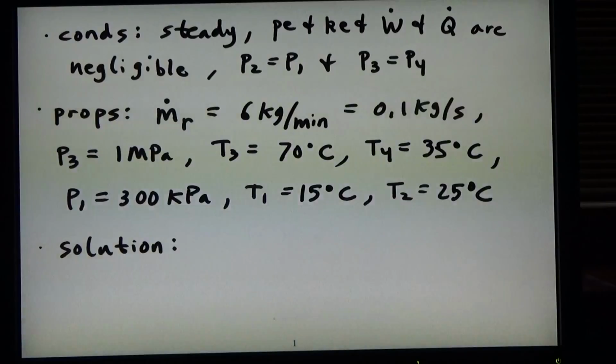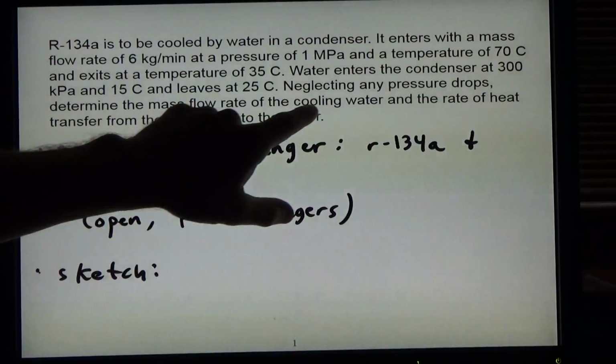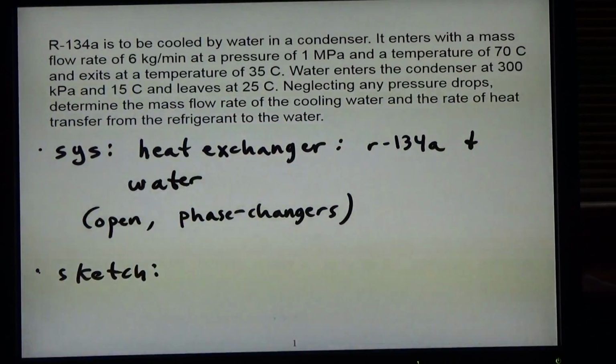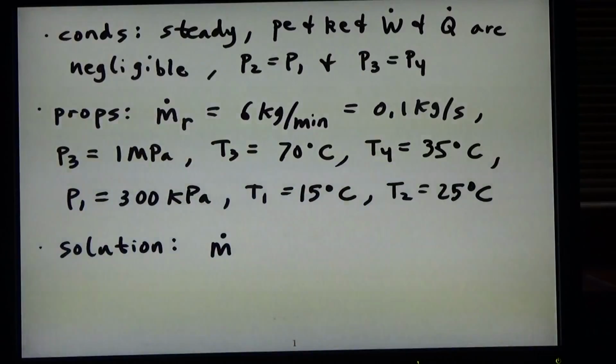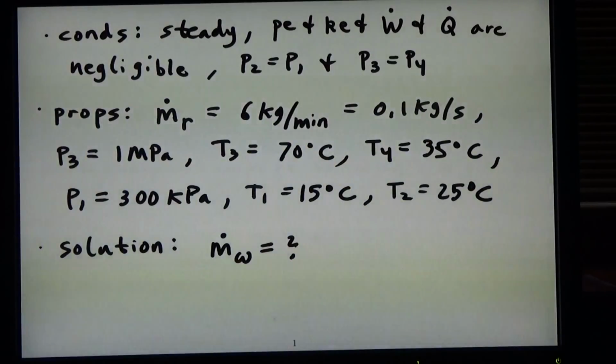So in our solution, what we are actually looking for, got to be careful here, we want the mass flow rate of the cooling water. So we can call that m dot of the water, W. Also, we want the rate of heat transfer from the refrigerant to the water. So we're really looking at the rate of heat transfer for the refrigerant. So that's going to be something we call Q dot R.